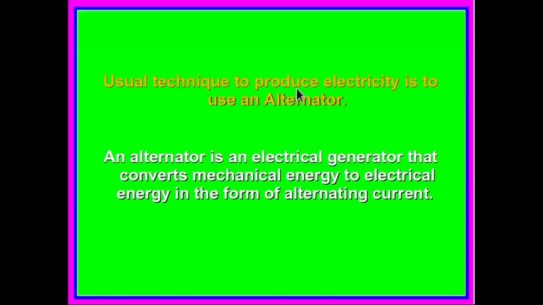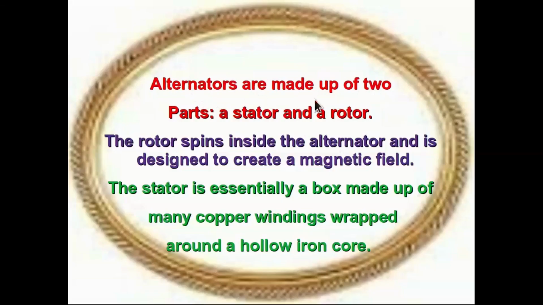The usual technique to produce electricity is to use what is called an alternator. Now what is an alternator? It is an electrical generator that converts mechanical energy to electrical energy in the form of an alternating current or voltage. Now these are made up of essentially two parts. One is known as a stator and the other is called a rotor. So from the name itself we can understand that the stator will be stationary and the rotor is the one which rotates. The rotor spins inside the alternator and is designed to create a magnetic field.